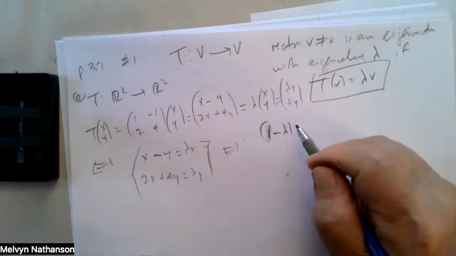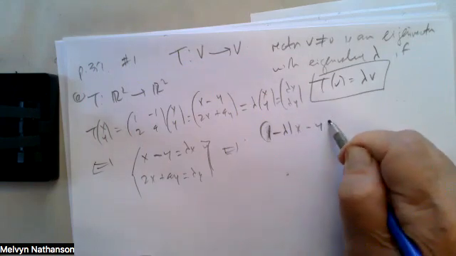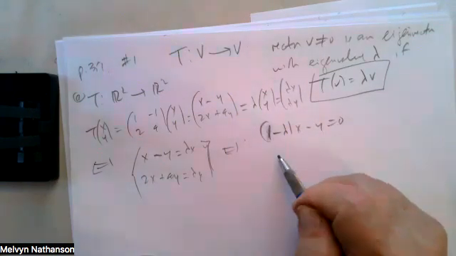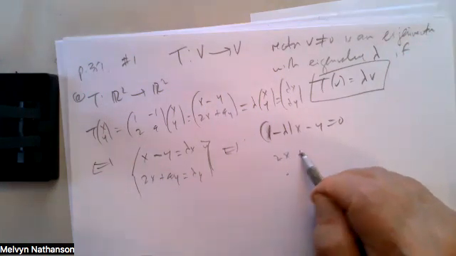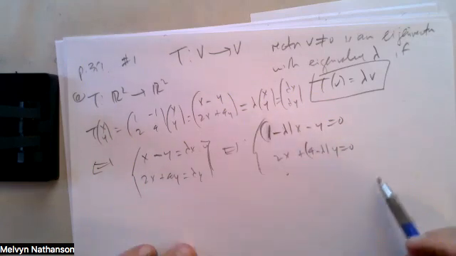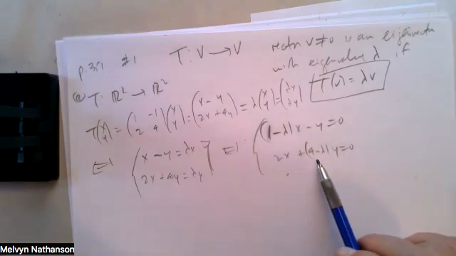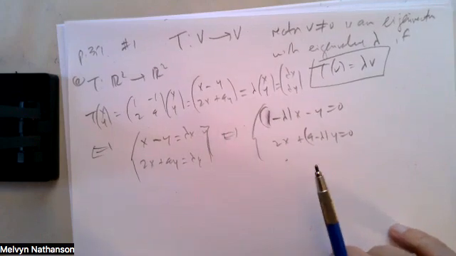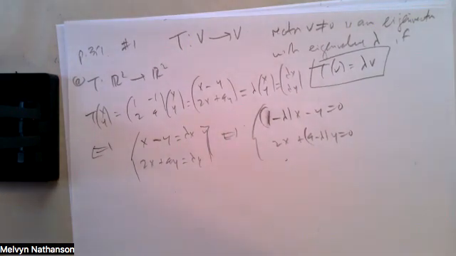1 minus lambda x minus y equals 0, 2x plus 4 minus lambda y equals 0. So we want to try to solve these two equations in two unknowns. How we solve that is up to us, I guess. Let's see.